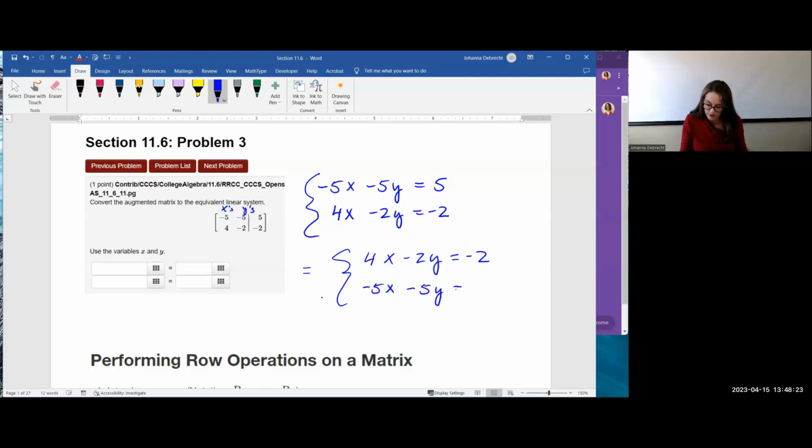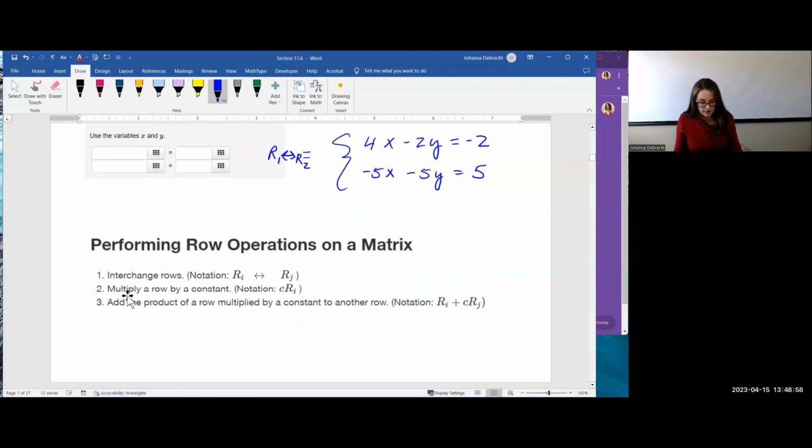As you know, swapping the order that you write the equations in is not going to change the solution. So I'm always allowed to swap rows. What we would do is write row 1, a double-headed arrow, and then row 2. An uppercase R represents row, and the subscript is which row from before. So I swapped row 1 and row 2. That's what the double-headed arrow is. Row 1 became row 2, row 2 became row 1. So this is interchanging rows, and this is always allowed. It will not change the solutions.